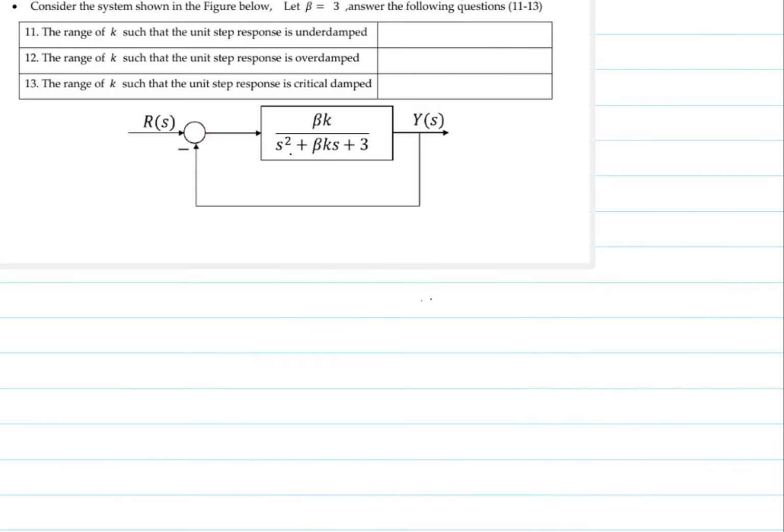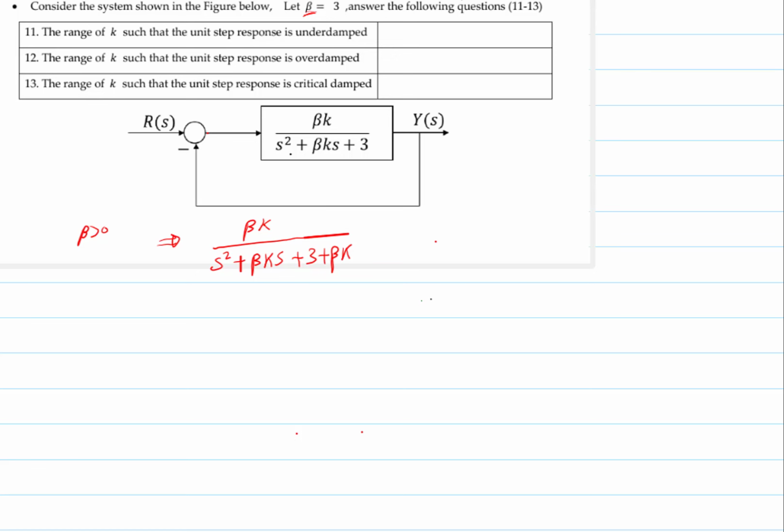So let's solve the last question with respect to beta. And here we assume only that beta is greater than 0. Now the first thing, we should find the closed loop transfer function, which will equal beta k over s square plus beta k s plus 3 plus beta k.